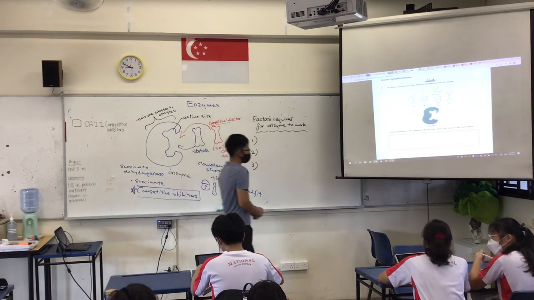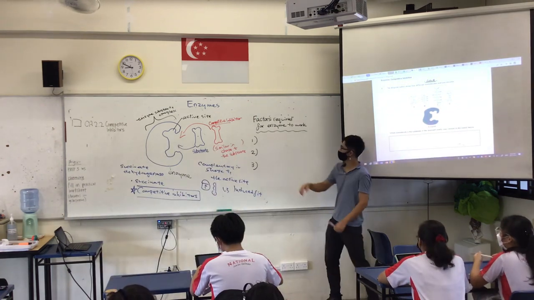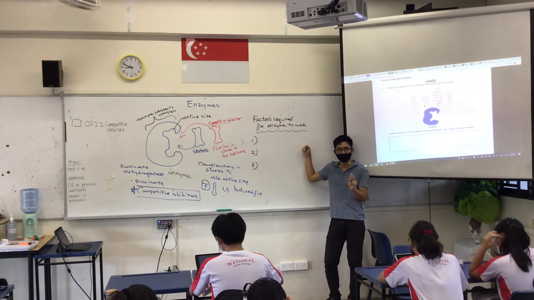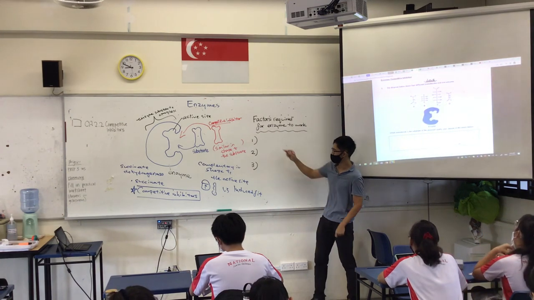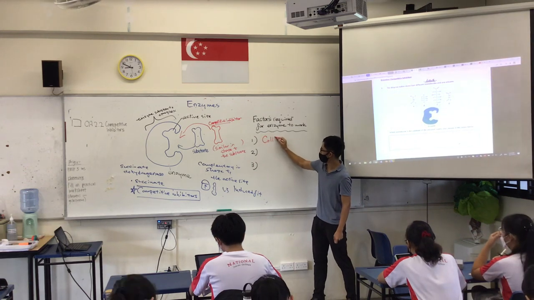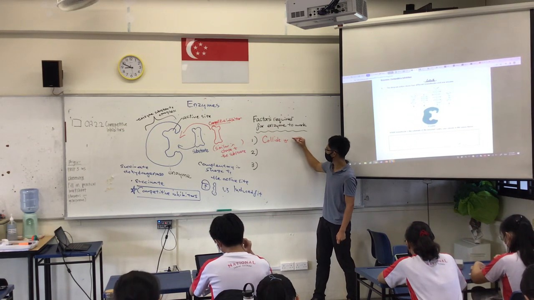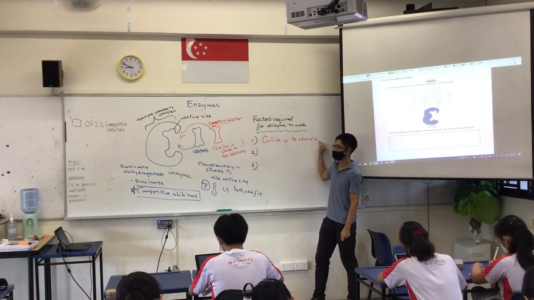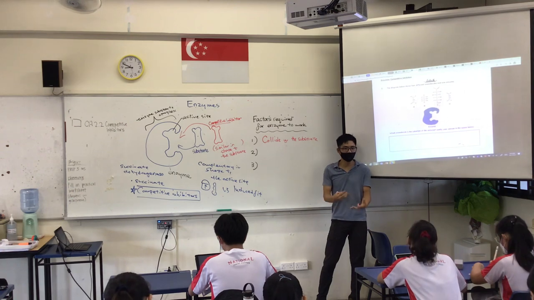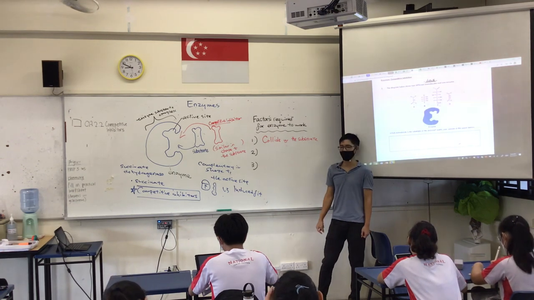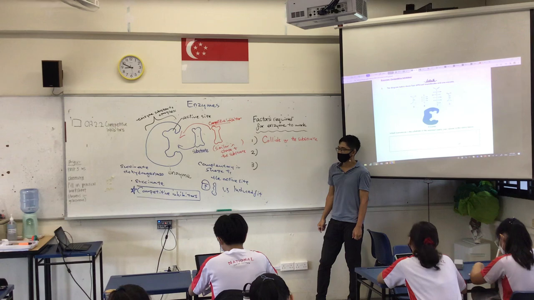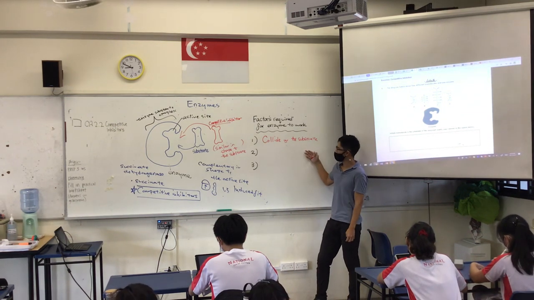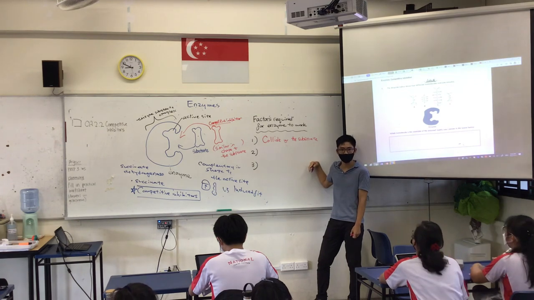Okay, so I'm going to sum up three things. For an enzyme to work, to carry out its reaction, three things must happen. Number one, the enzyme must collide with the substrate. If it doesn't even collide, then nothing's going to happen. Like a Korean drama, the lovers just walk past each other, never see each other. They have to collide before the reaction can happen.